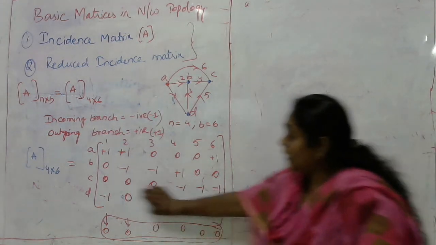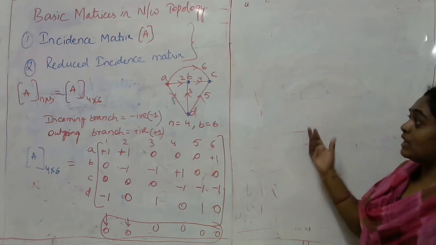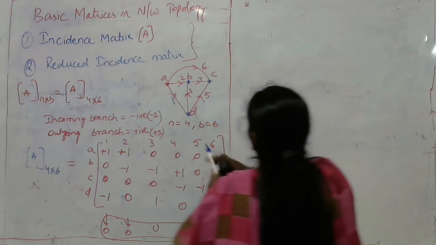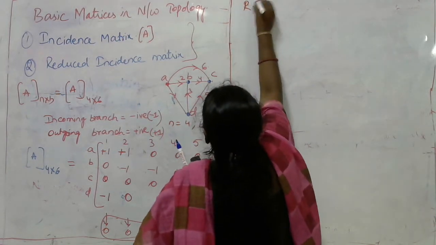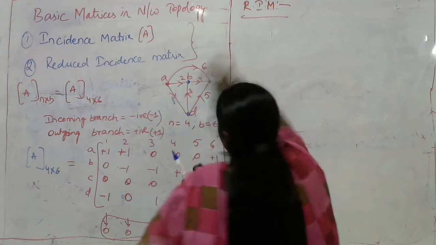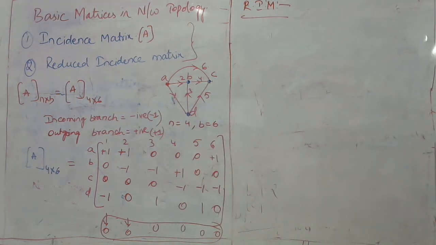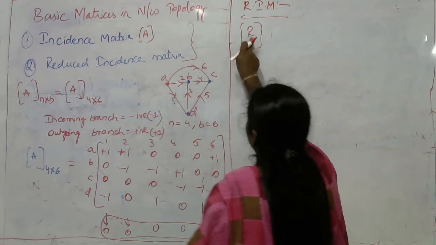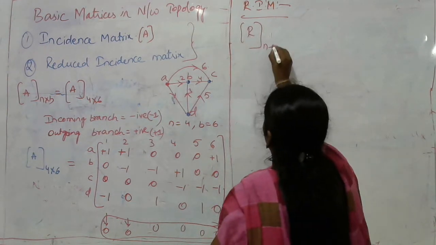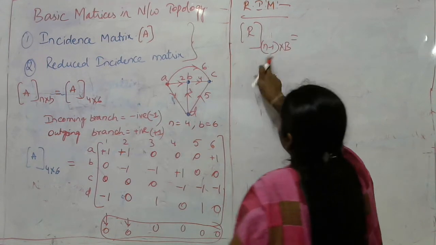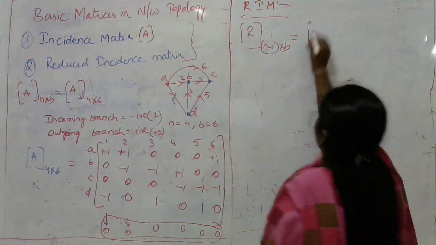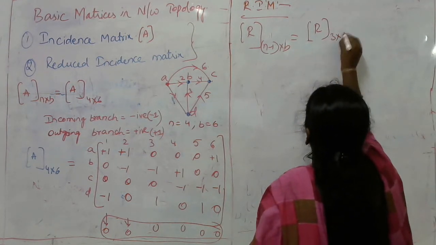If you eliminate the last row of an incidence matrix, the resultant matrix is called a reduced incidence matrix. The size of a reduced incidence matrix, represented with R, is n minus 1 cross B. Here n is the number of nodes. The number of nodes is 4, so 4 minus 1 is 3. So the size of this reduced incidence matrix should be 3 cross 6.